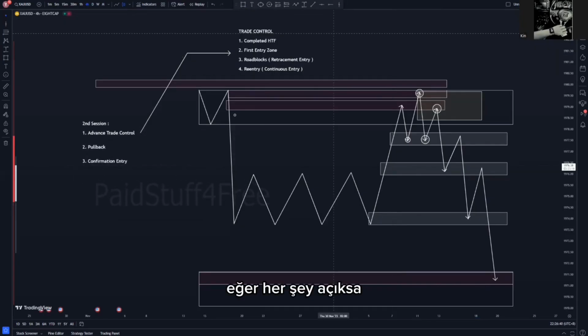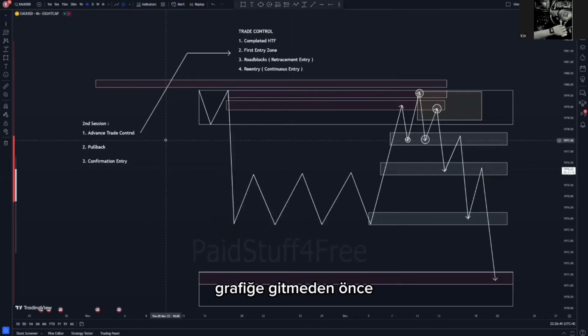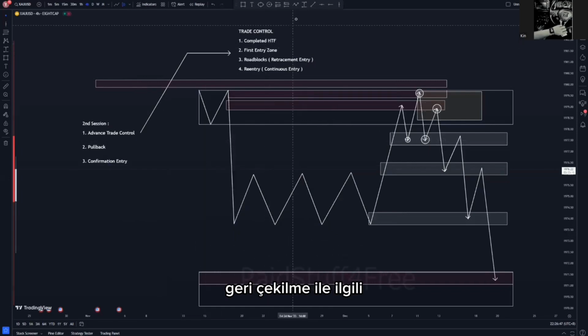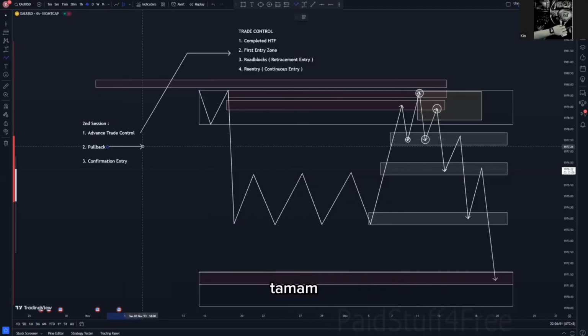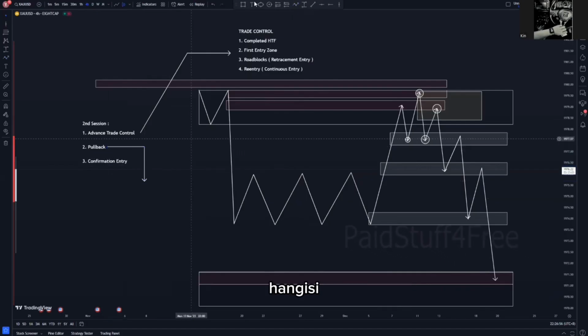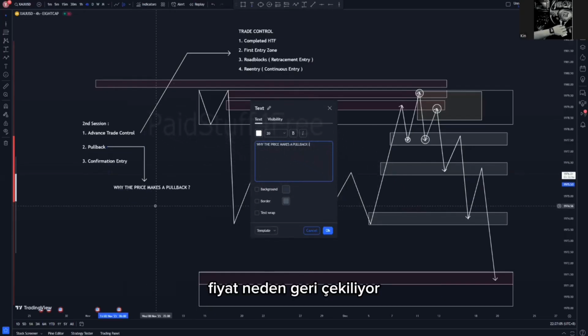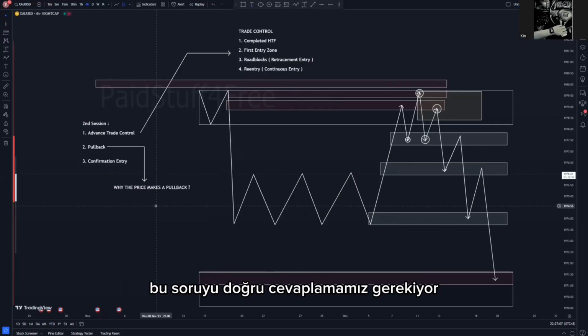So if everything is clear, we're going to get into our next topic before we go to the chart, which is about the pullback. Talking about pullback, there is a question that we're going to answer: why does the price make a pullback? We need to answer this question, all right?